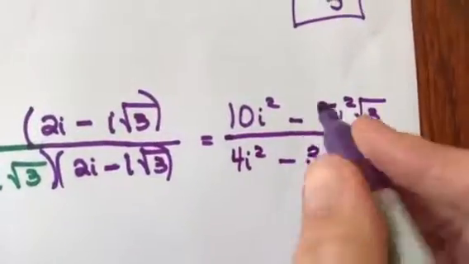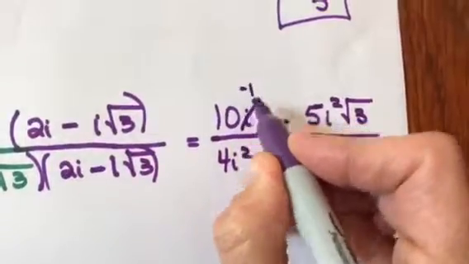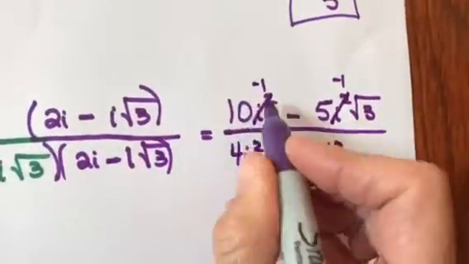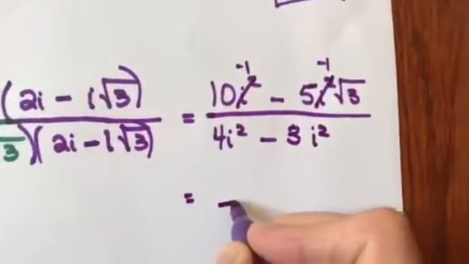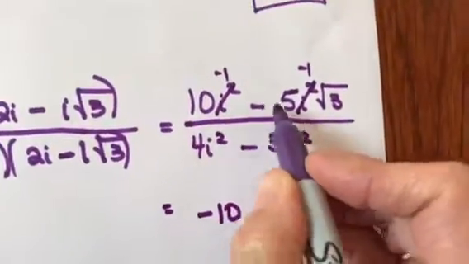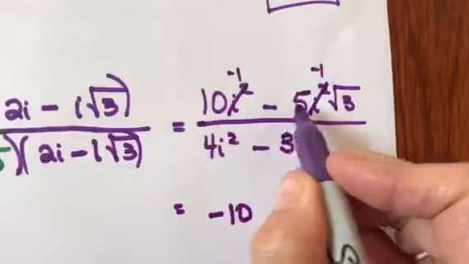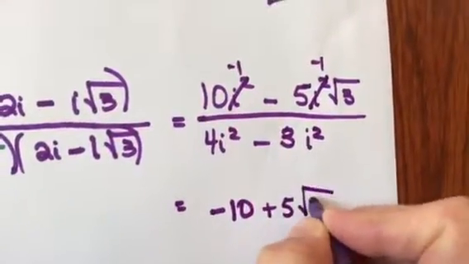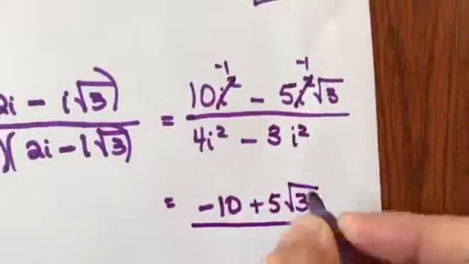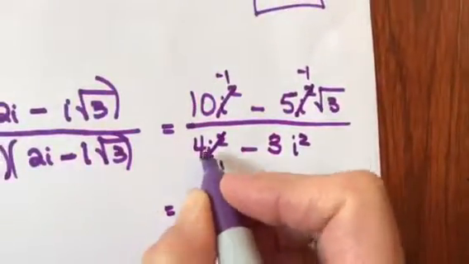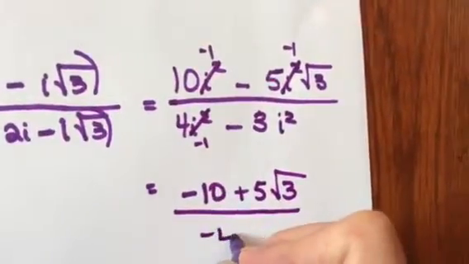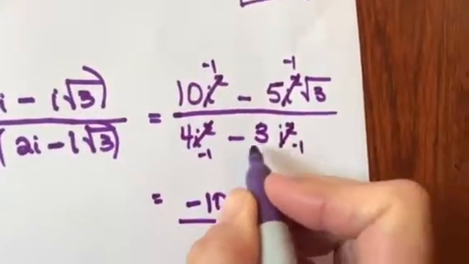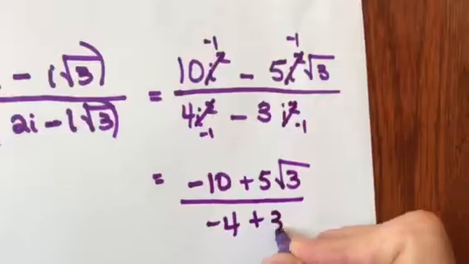Now, this is cool. Look at this. I squared is negative 1. I squared is negative 1. Okay? So this is now a negative 10. This is now a positive 5, because negative 5 times a negative 1 is a positive 5. Okay? This is negative 1. So that's now a negative 4. This is a negative 1. So negative 1 times a negative 3 is positive 3.